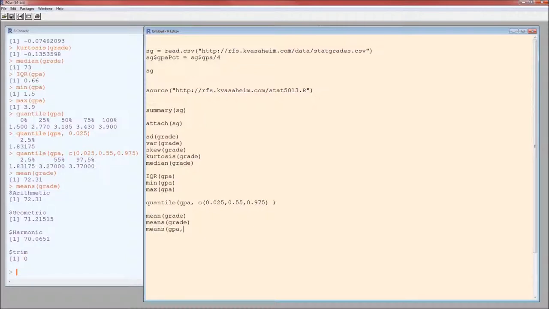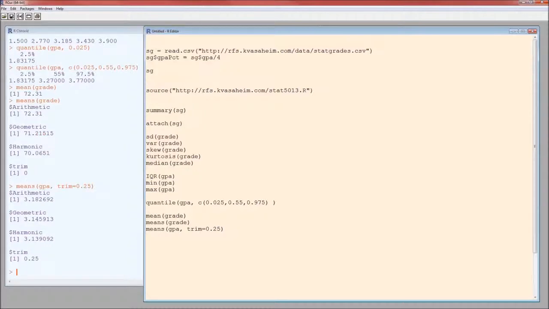Let's do GPA. We want to have a 25% trimmed mean. What the trimming does is it cuts off values from both sides and finds the means of what's left over. The arithmetic trimmed mean is 3.18, the geometric trimmed mean is 3.15, and the harmonic trimmed mean is 3.14. Those were all for quantitative variables.